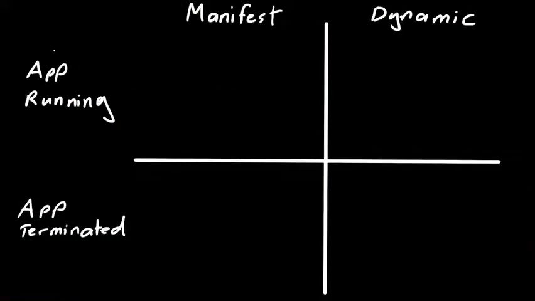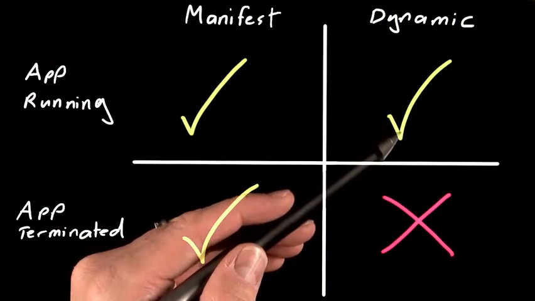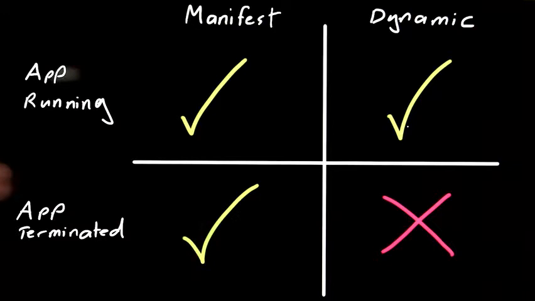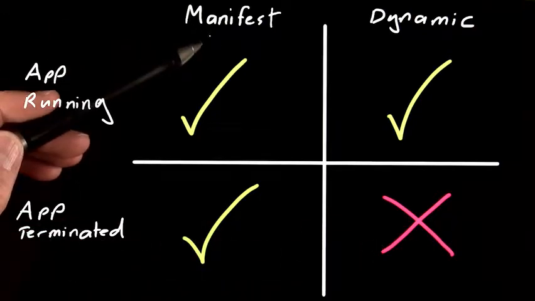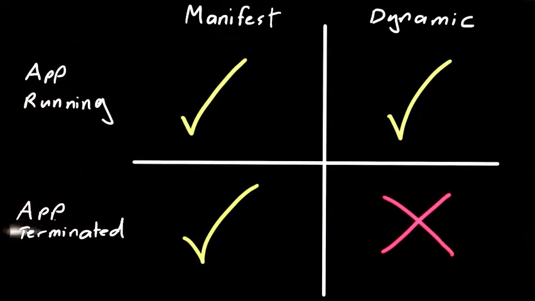The biggest difference between manifest and dynamic receivers is when they're triggered. A programmatically registered receiver will only receive broadcasts while the app is running, while a manifest declared receiver will start your app specifically to receive your broadcasts.